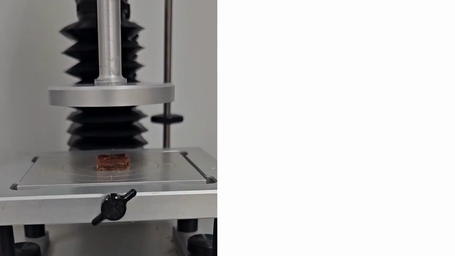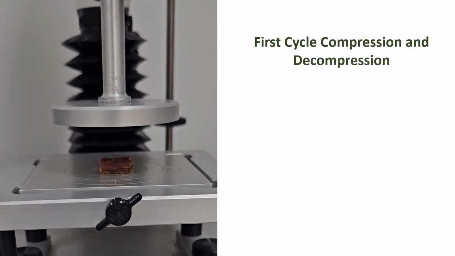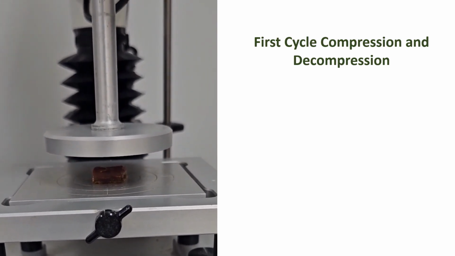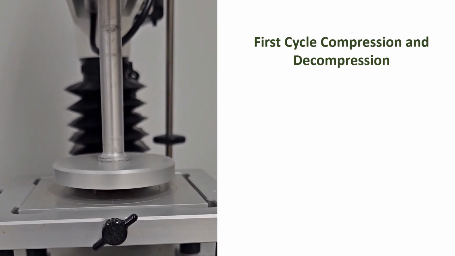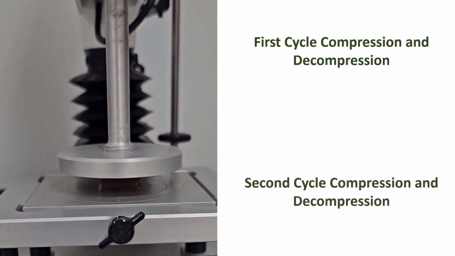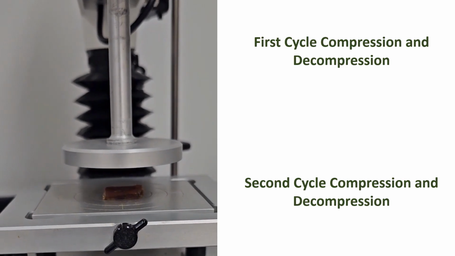In the first slide, we have seen the 2 cycles compression and decompression for apple cube. In this slide, we could see the 2 cycles compression and decompression of dead fruit. Sample was placed on the center of the base table. We also need to set the experimental conditions in the TPA software. First cycle compression and decompression. Second cycle compression and decompression.